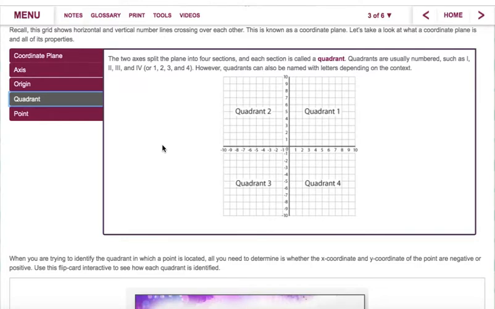So we typically will call these quadrants by numbers, and you're going to notice here, I'm going to highlight this part, and there's one over here, but they use Roman numerals. So the 1, which is over here on the top right, is Roman numeral 1. You've got Roman numeral 2, Roman numeral 3, and Roman numeral 4.